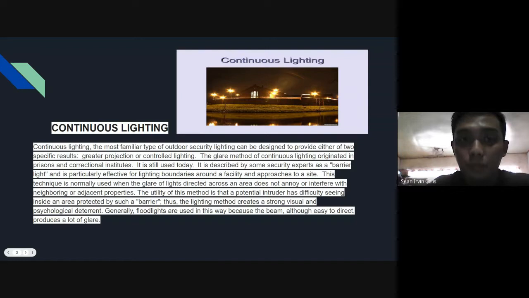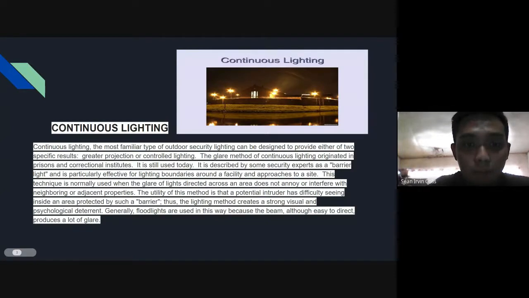in prisons, because prisoners are most likely to escape at nighttime. So basically, this is one of those security lights that is not turned off. It will only be turned off when it's daytime. So basically, it's ongoing when it's night. So it is still used today.